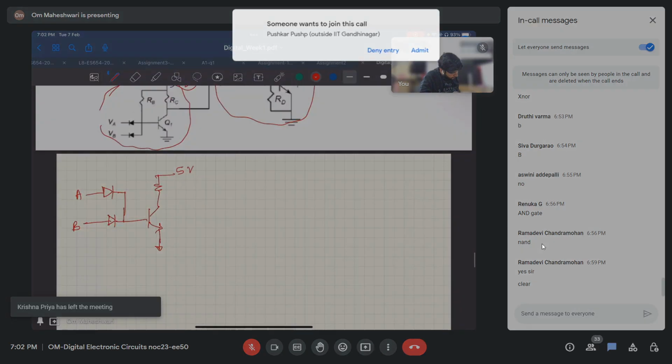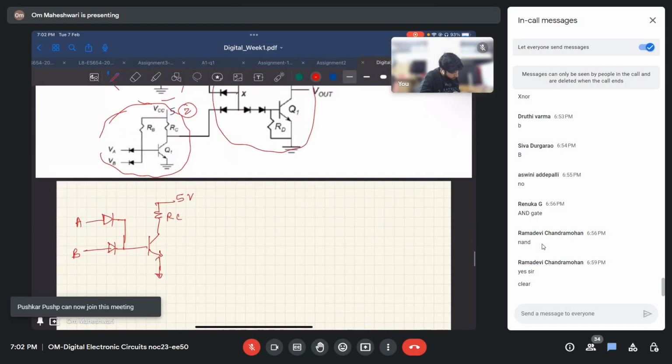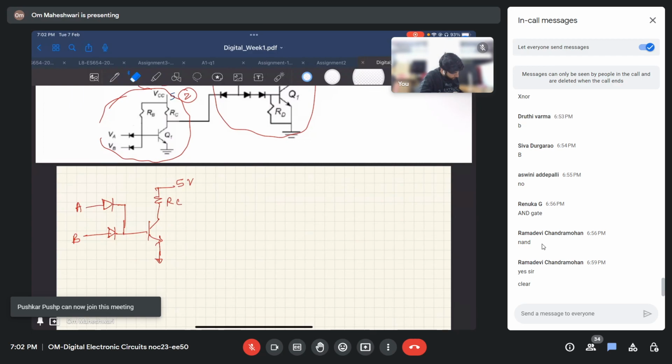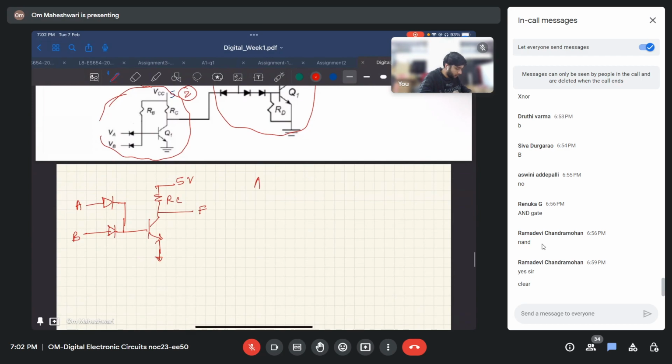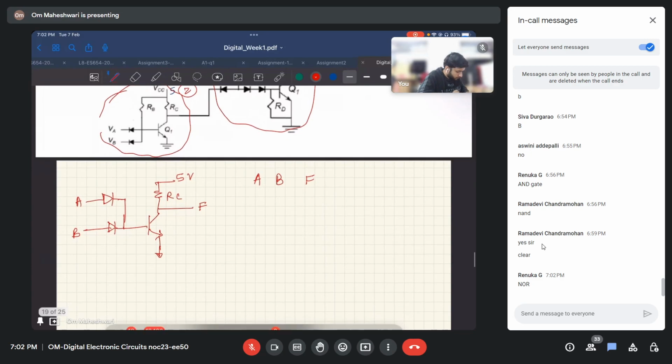Okay, let's see. So, here, F here. So, let us just make a truth table and see which gate is this. Can anyone tell which gate is this? Yes, NOR. So let us see each of the conditions when we apply 0 and 0.